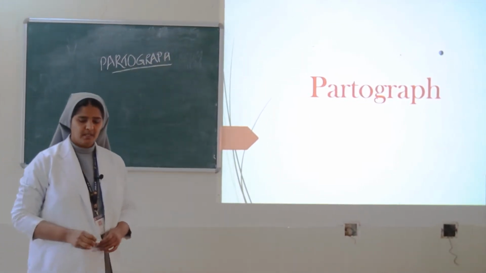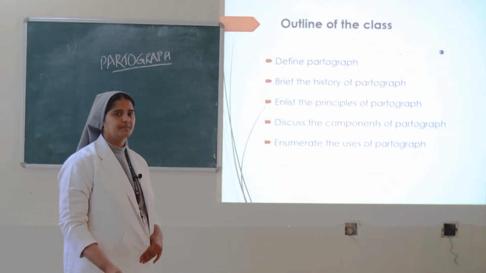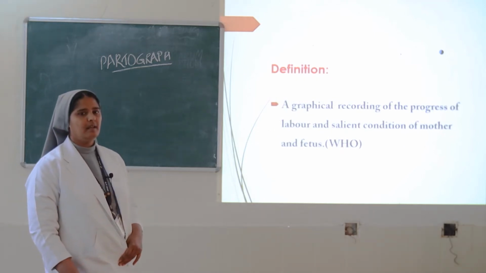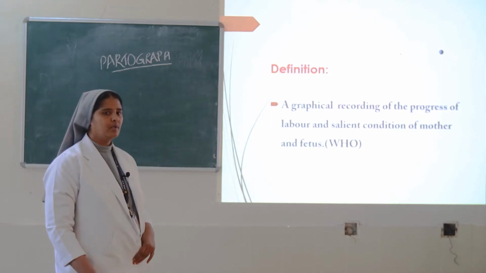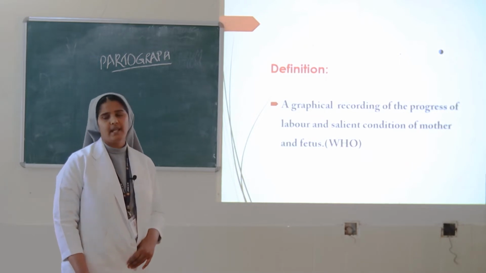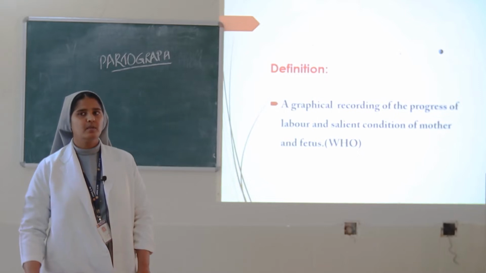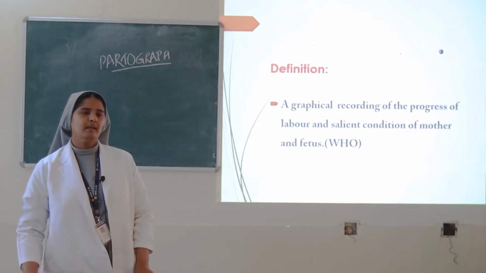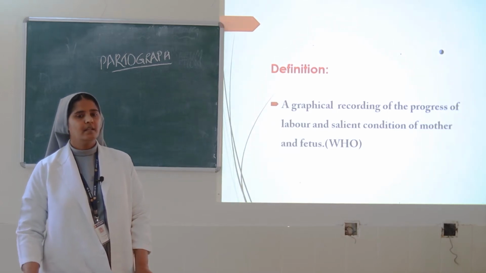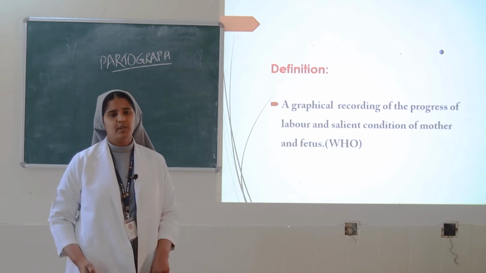First we are going to see the definition of partograph. The definition of partograph is, it is a graphical recording of the progress of labor and the salient condition of mother and the fetus. So in this definition, there are two important key points. In the partograph, we are mainly recording the progress of labor. At the same time, we are recording the condition of the mother and the fetus. This definition is given by WHO.